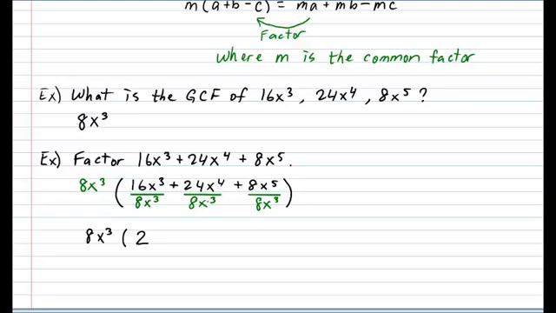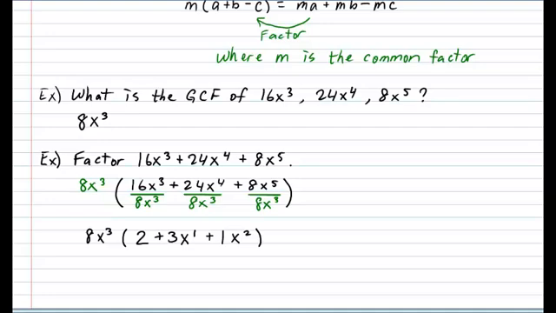24x to the 4 divided by 8x cubed will give me 3x to the power of 1, written just like that. And the final term, 8x to the 5 divided by 8x to the 3 is just plus 1x to the 2. And close up that bracket.